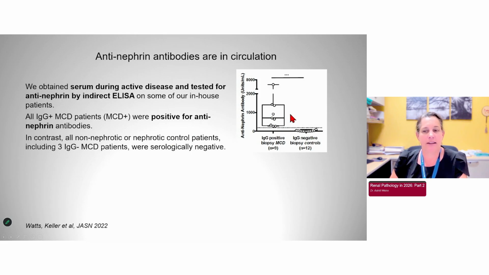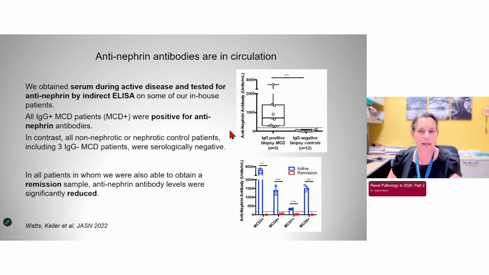And all the ones that did not, and we included other controls, including patients with diabetic nephropathy that were nephrotic, or other causes of nephrotic syndrome such as amyloid, all were negative for circulating anti-nephrin antibodies. So this really showed to us that people with this feature also have anti-nephrin antibodies in circulation.